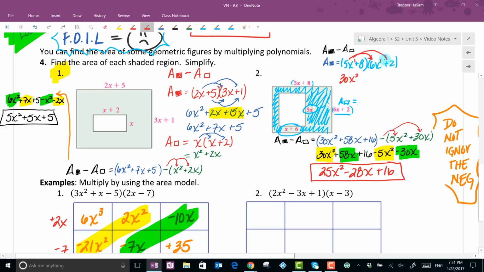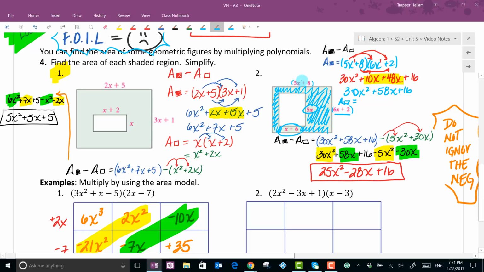Then I'm going to take 5x and multiply it by 2, so I'm going to get 10x. Then I'm going to take 8 and multiply it by 6, and I'm going to get 48x. And then finally I'm going to take 8 and multiply by 2, and I'm going to get 16. My like terms are going to show up here in the middle. Those are my like terms, so I'm going to add those there. So I'm going to end up with, for this one, 30x squared plus 58x plus 16. That represents the area of the larger rectangle.